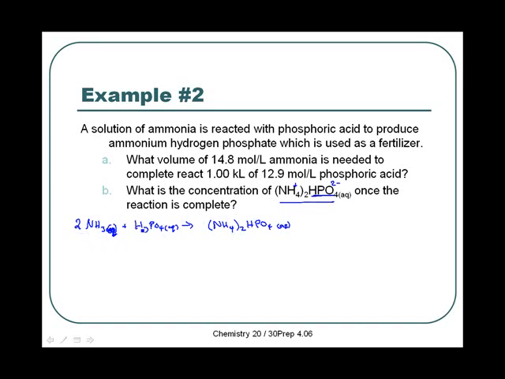I now have 2 nitrogens. I have 9 hydrogens on my reactant side, and there's 9 hydrogens on the product side. So there's my balanced chemical reaction. And now I'm going to fill in my blanks, as it were, or put in the information I need.